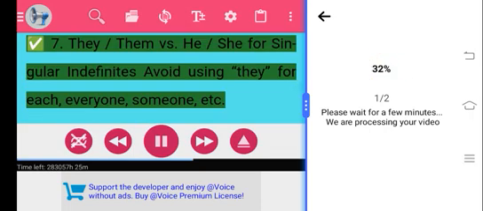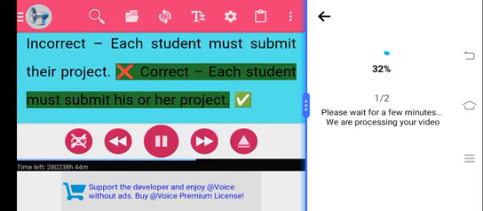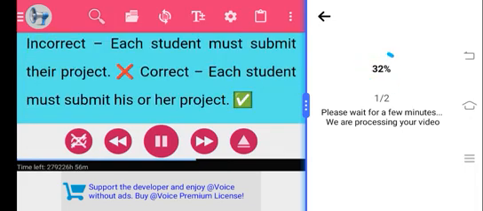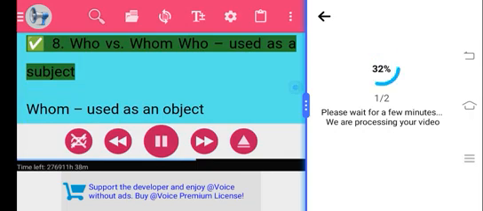Rule 7: They and them versus he or she. Keep singular for singular indefinites. Avoid using they for each, everyone, someone, etc. Incorrect: Each student must submit their project. Correct: Each student must submit his or her project. Modern usage allows they as a gender-neutral pronoun in informal writing, but SSC does not allow this in formal grammar spotting.